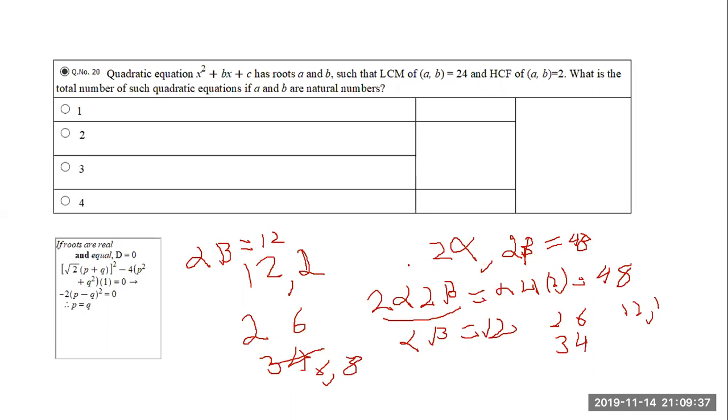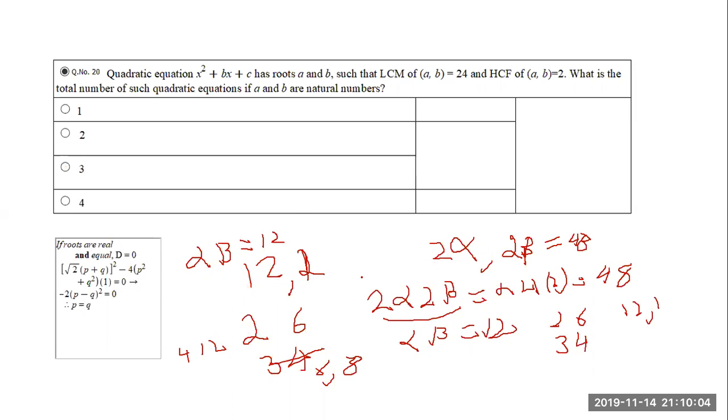Understand? See, the roots are 2 alpha and 2 beta. 12 is divided into its prime factors: 12 and 1, 2 and 6, 3 and 4. So 6 and 8 is the roots, 4 and 12 is the roots, and 24 and 2 is the roots. So 3 roots are coming for me. You understand?